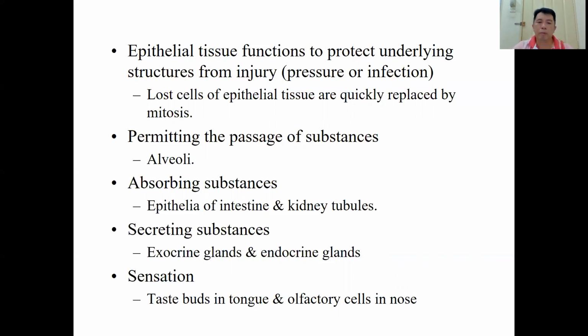Some epithelia form glands, either exocrine or endocrine glands, to secrete substances such as digestive enzymes, hormones, or mucus. Some epithelial cells are modified into taste buds, for example in the tongue, and olfactory cells in the nose, to detect stimuli, the ones for sensations. Most of us in our STM syllabus will go through these, especially 1, 2, 3, 4.